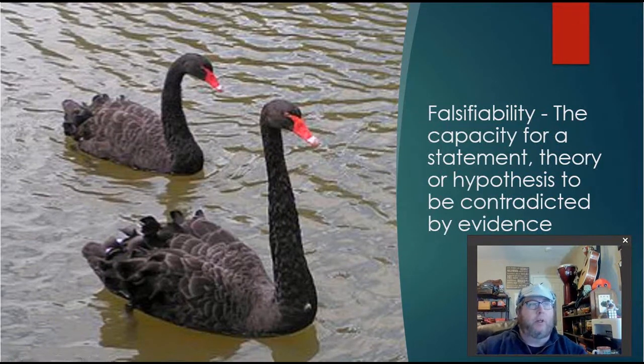Falsifiability: the capability for a statement, theory, or hypothesis to be contradicted by evidence, all right? Like the argument that all swans are white. Well, obviously not all swans are white. All swans may appear to be white, but they're not all white swans. That's why we talk about the black swan argument, that there's always going to be exceptions to a rule.